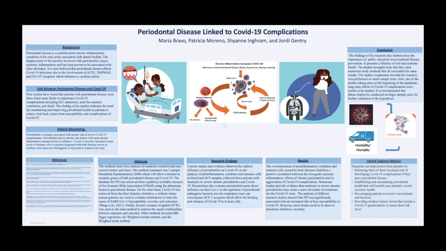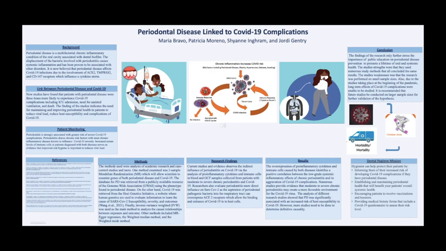In our research, we found that current studies and evidence observed the indirect influence of periodontitis on COVID-19 via the analysis of pro-inflammatory cytokines and immune cells found within blood and gingival crevicular fluid samples collected from patients with moderate to severe chronic periodontitis and COVID-19. Researchers also evaluate periodontitis' more direct influence on SARS-CoV-2 via the aspiration of periodontal pathogenic bacteria into the respiratory tract and how it can overexpress ACE2 receptors, allowing for the binding and entrance of COVID-19 into host cells.